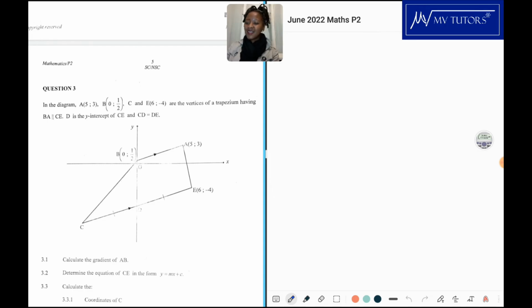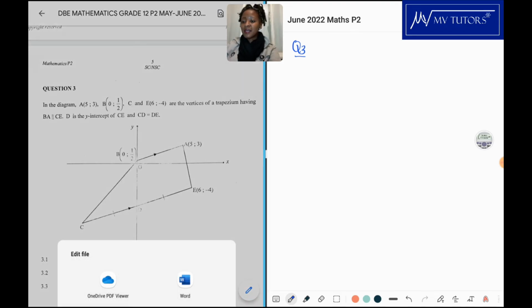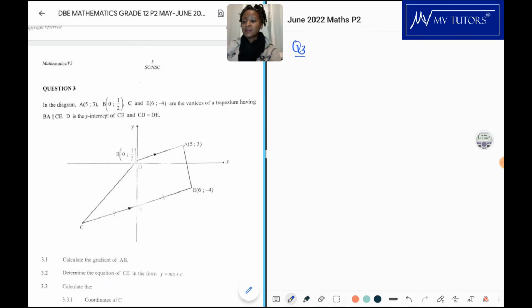Okay, so yeah, I hope you enjoyed question 1 and 2 and you were able to see where you went wrong, if you did go wrong. But otherwise, I hope it was a good paper. So question 3, it says in the diagram, we have A, B, C, and E being the vertices of a trapezium having BA parallel to CE. And D is the y-intercept of CE. So it's not quite clear, but yeah, that is basically the y-intercept.